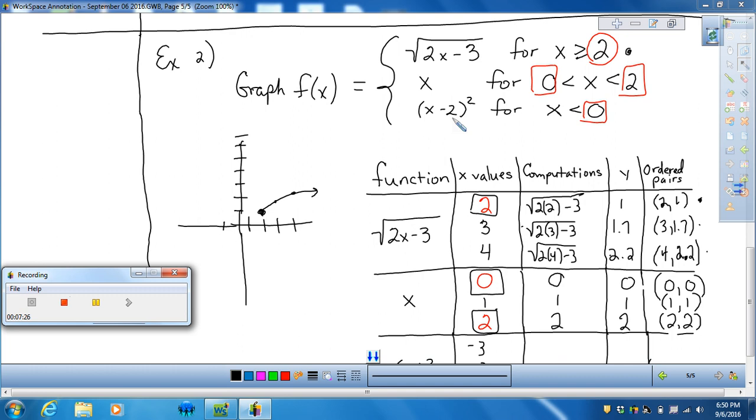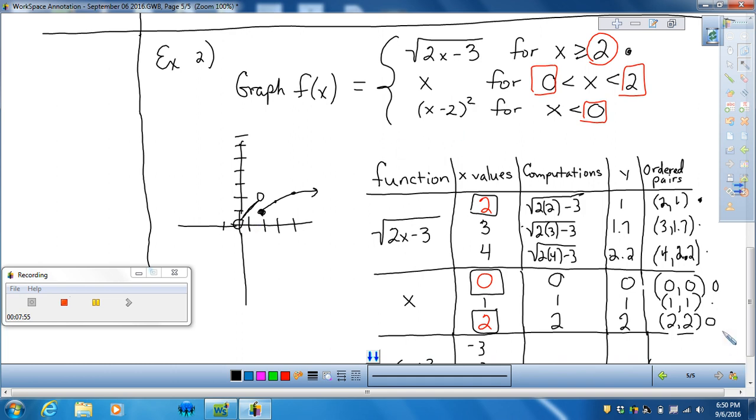Notice that 0, 0 was associated with less than, so that's an open circle. 2 also had the less than symbol, so 2 is also an open circle. 1, 1 is just a regular point, so we come and plot those. 0, 0, open circle. 1, 1, regular point. 2, 2, open circle. And we connect in between, and we have that portion of our graph.